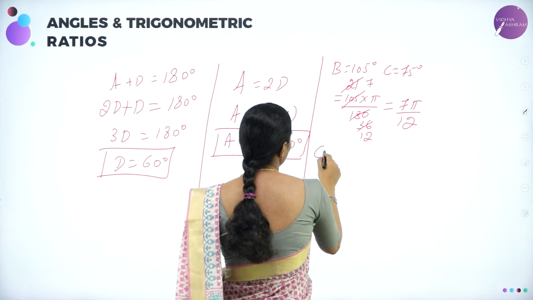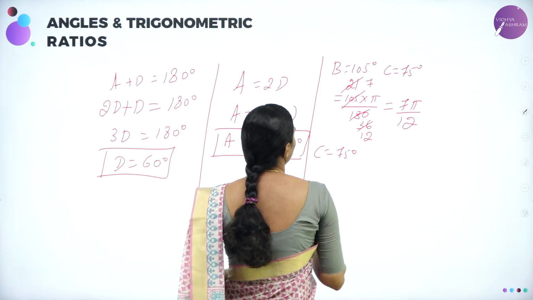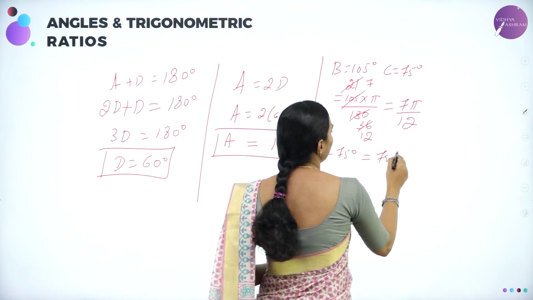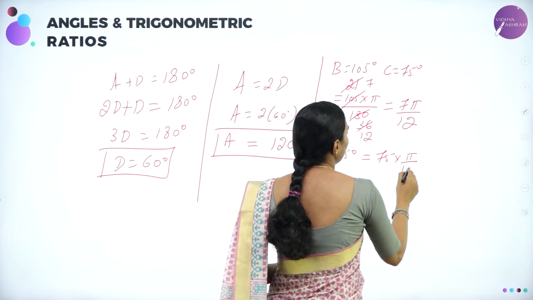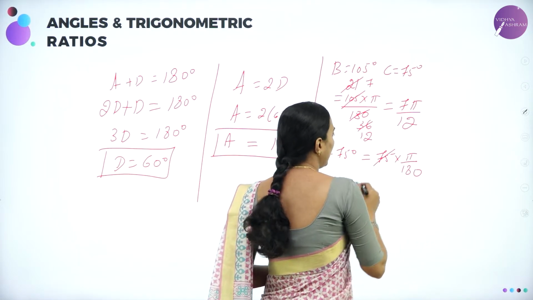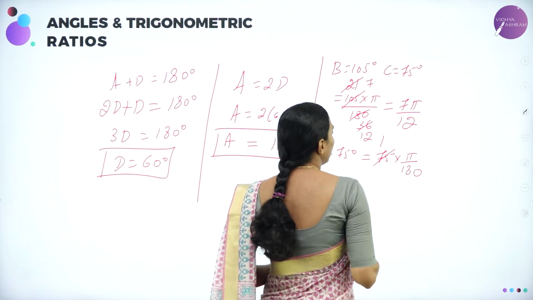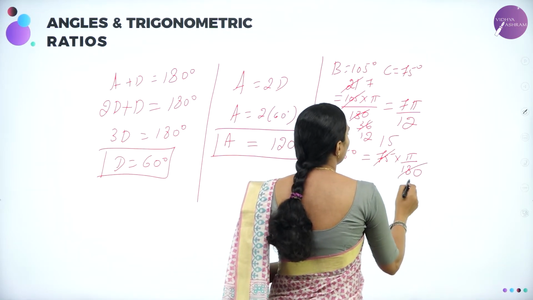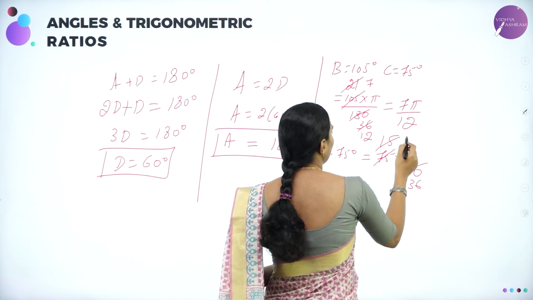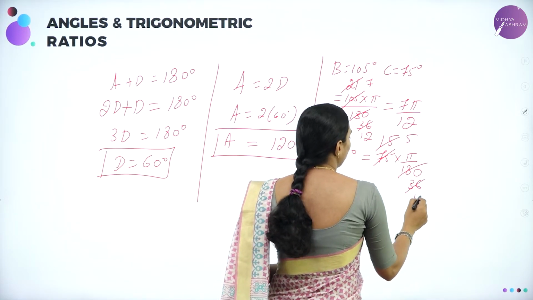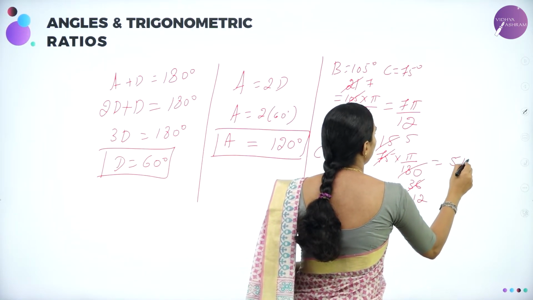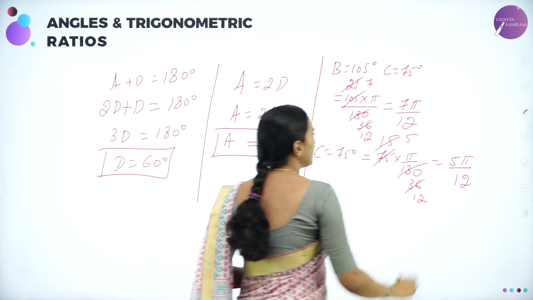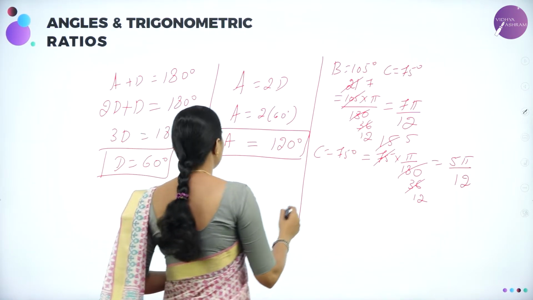Let me convert C. C is equal to 75 degrees, which is equal to 75 into pi by 180. You can cancel it by 5. 5 1s are 5. Remaining is 2. 25, 5 5s are 25. 5 36s are 180. Again 3 5s are 15, 3 1s are 3, 3 2s are 6. So you can represent it as 5 pi by 12, and then you are going to have D.